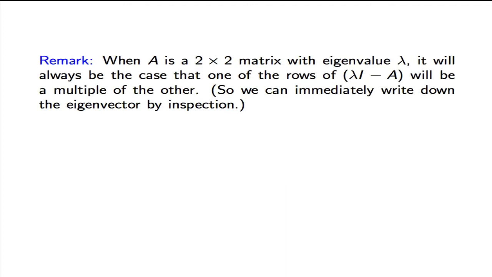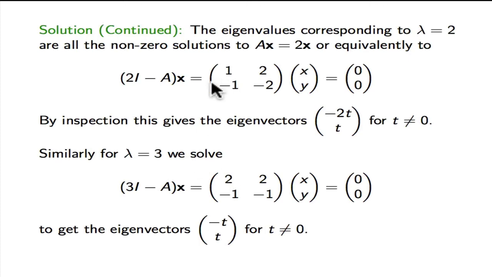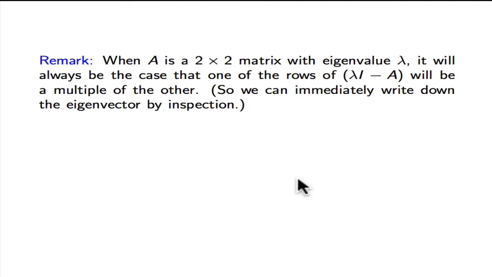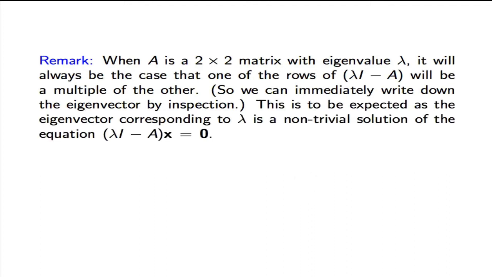Okay, as a remark, when we start with a 2x2 matrix A, and we know that it has eigenvalue lambda, it will always be the case that one of the rows of lambda I − A will be a multiple of the other row. So exactly what happened here. So this row was −1 times, or −1/2 times, this row. This will always be the case. And so we will be able to immediately write down the eigenvectors just by inspection.